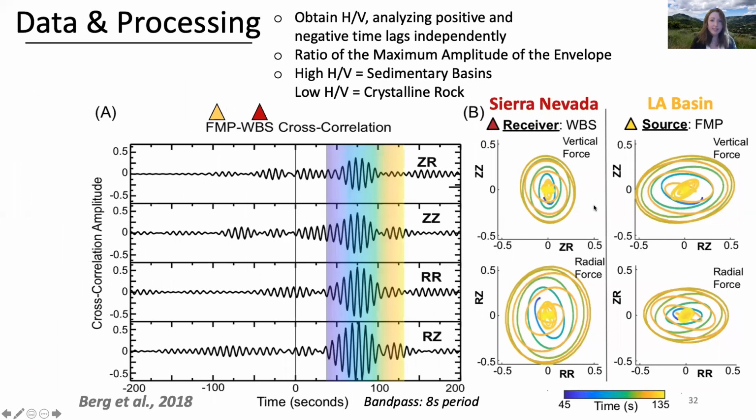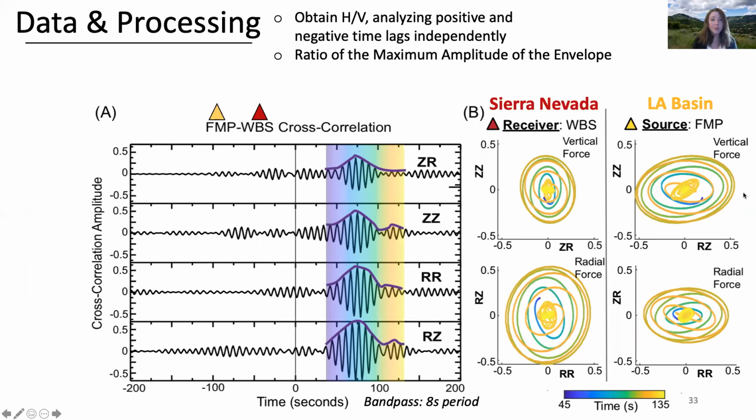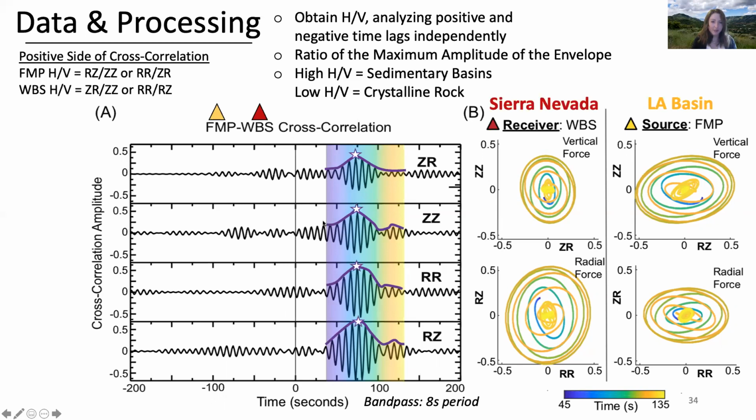We can look at the expected H over V by looking at the particle motion for both the receiver station on the left in the Sierra Nevada mountains and the source station in the LA Basin on the right. As you can see, one is elongated vertically and the other horizontally. The LA Basin station FMP is elongated horizontally because of the contrast between soft sediment and bedrock, which promotes more radial motion. We measure the H over V ratios by taking the envelope of our signal at a specific frequency and then finding the maximum of that.